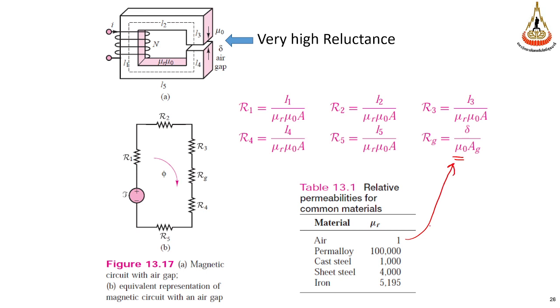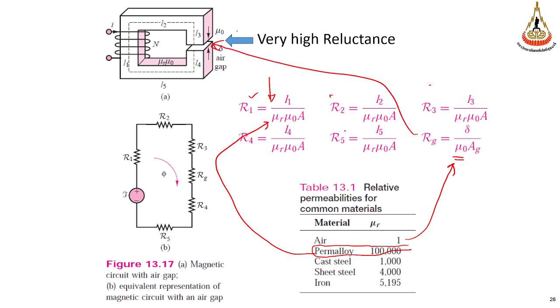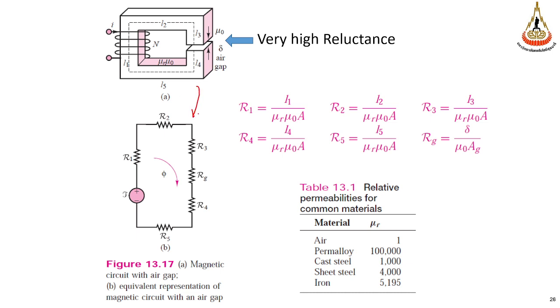And for example, if we use permalloy for this material, what happens? R1, R2, R3, R4, R5 are very low, right? Because this value is very high. When mu r is very high, the reluctance is very low, and only Rg is dominant in this circuit. And then we can rewrite this magnetic circuit into this equivalent circuit, and we can calculate this value.